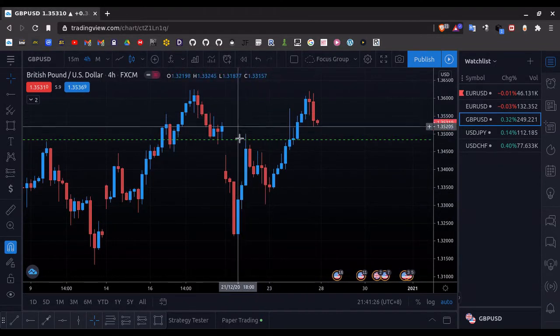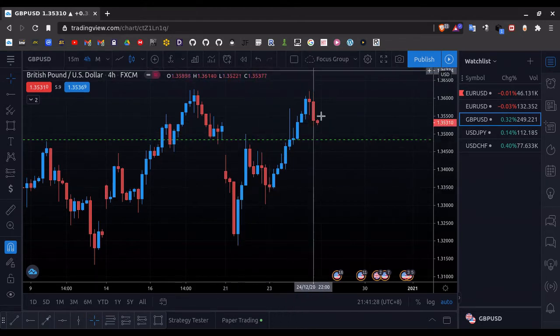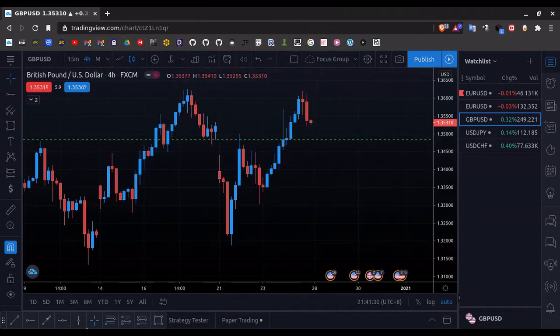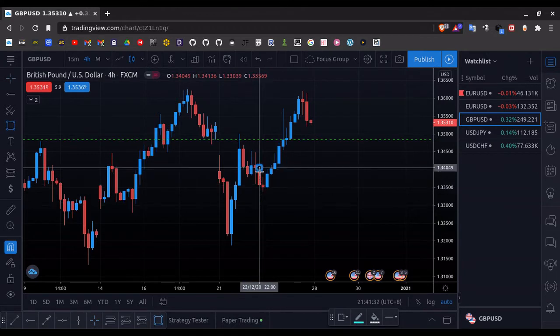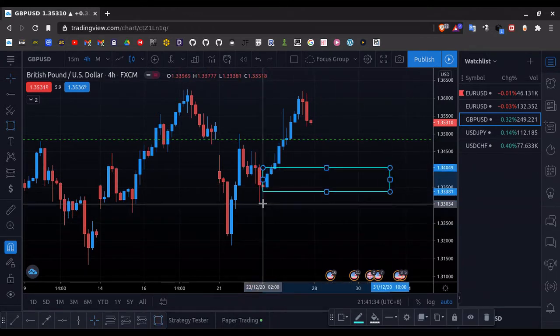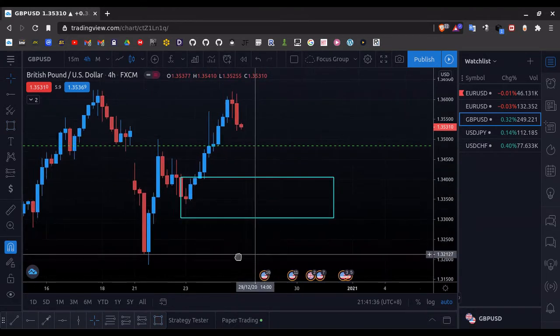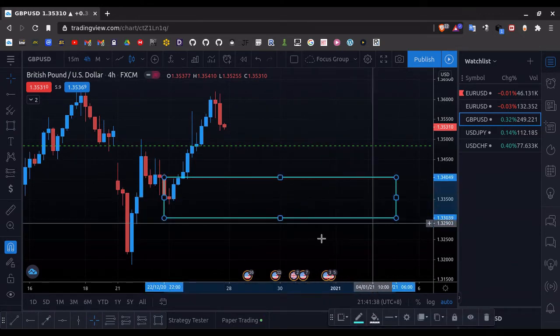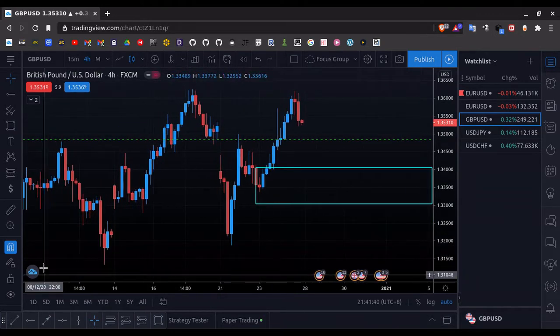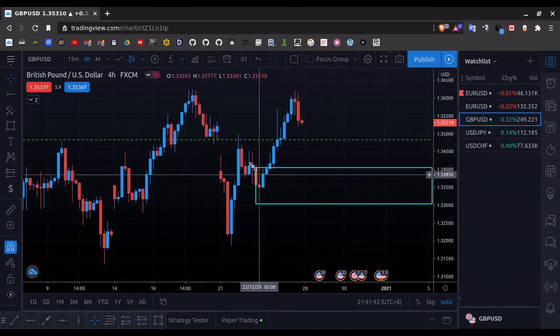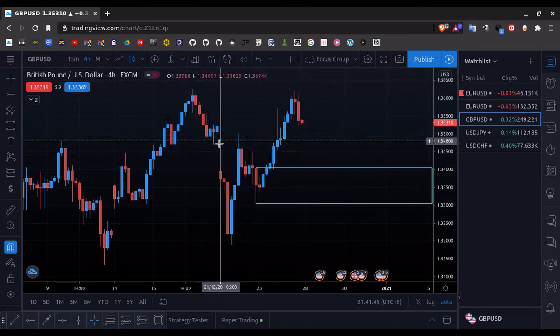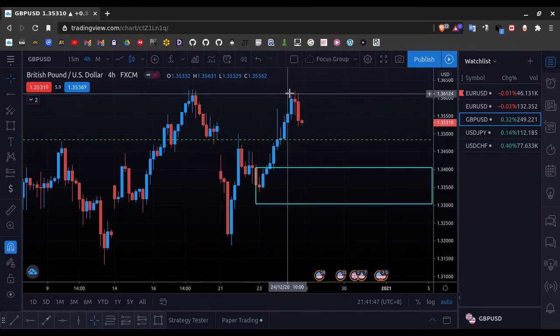So clearly here I can see there was a swing that was broken up here, so I would like to identify the zone that led to that break. That would be important for me. So this is an important zone for me. This candle led to the break of this swing, and here we are.